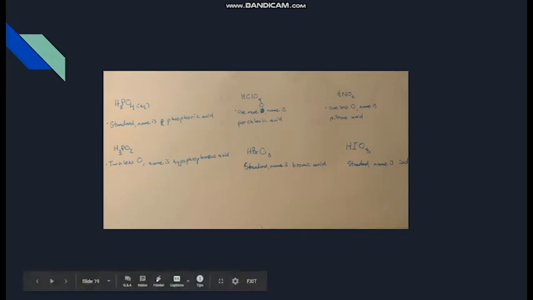Taking a look at HBrO3, bromate has a regular amount of oxygens, so we can just write it as bromic acid. And then finally, HIO3 has a regular amount of oxygens, we can write it as iodic acid. It cut out here, but it would be iodic acid. If it was HIO2, it would be iodous acid. And if it was just HIO, it would be hypoiodous acid.